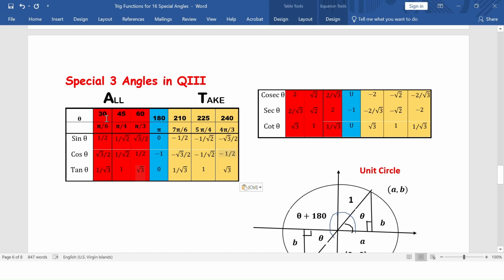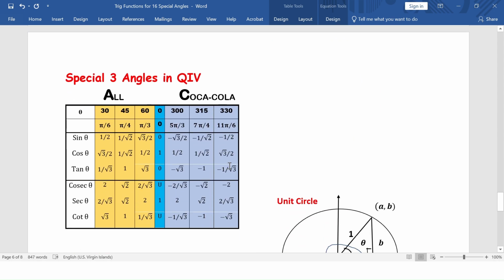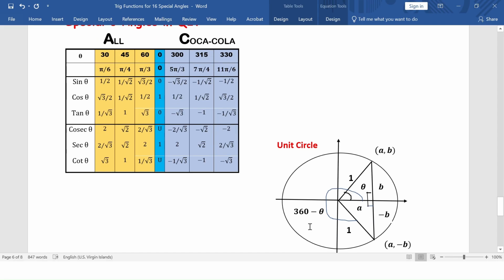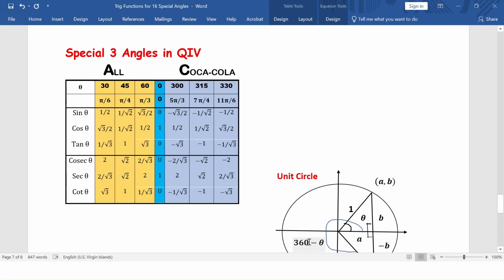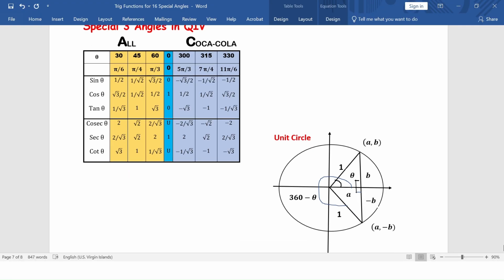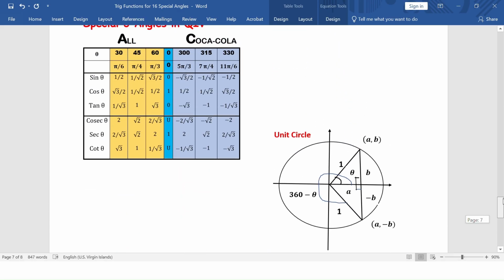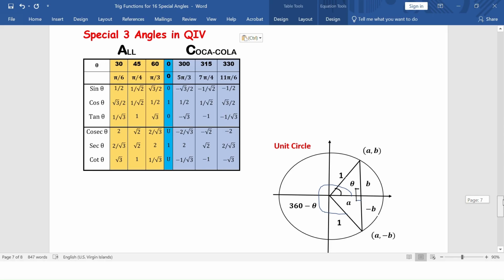Again, in quadrant 3, link the same ones by adding 180, while here you subtract from 180. And then in quadrant 4, you link by 360 minus theta. Let me minimize a little bit, I mean like this, so that you see it on one page. Okay, I've zoomed out. So in the fourth quadrant, that's all students take Coca-Cola.